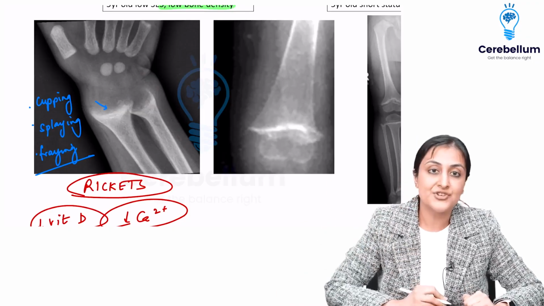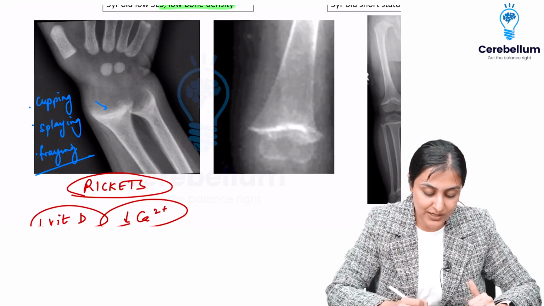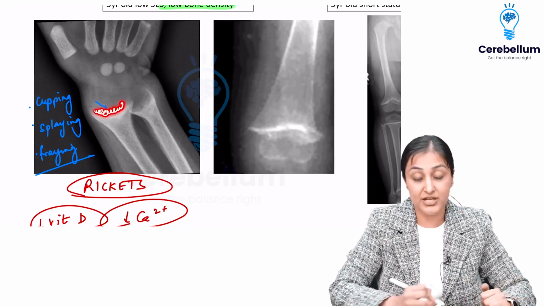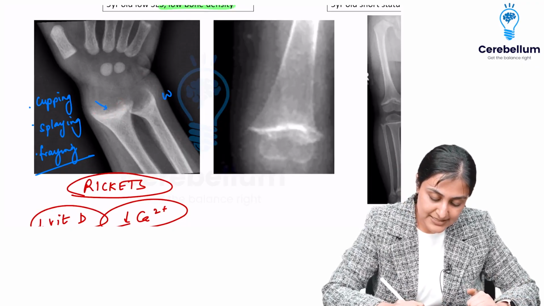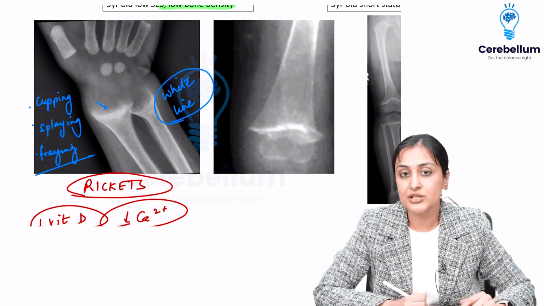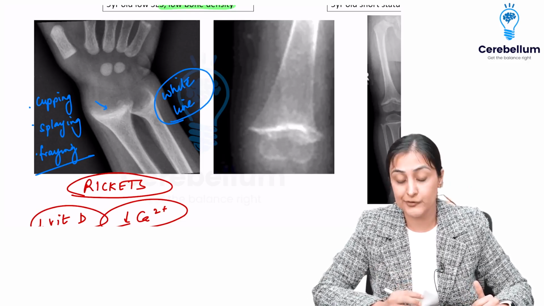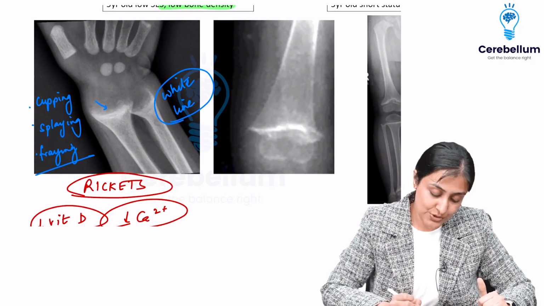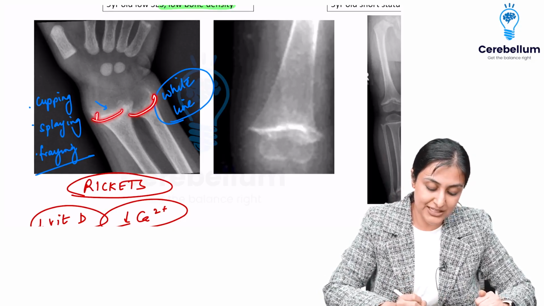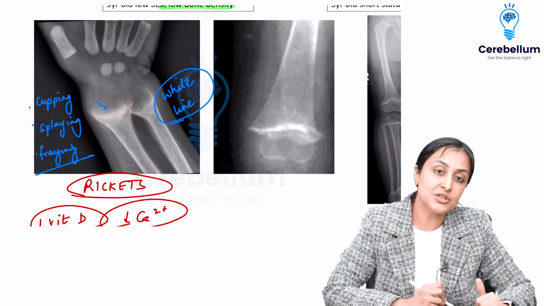Once you give calcium in healing rickets, now what happens? The white calcification begins and you may see a white metaphyseal line. But don't confuse this with the white line of Frankel that you see in scurvy. How not to confuse? Both are white line, but in rickets, the irregularity is going to persist.